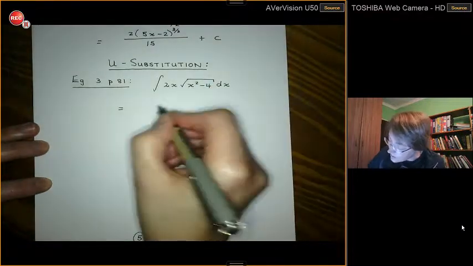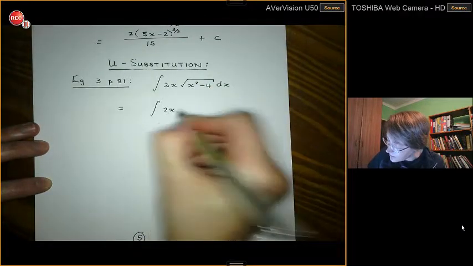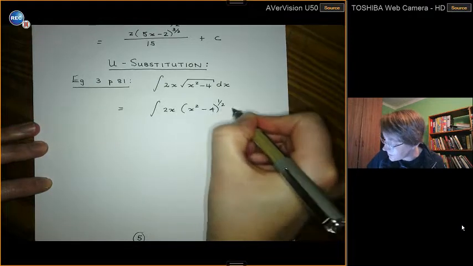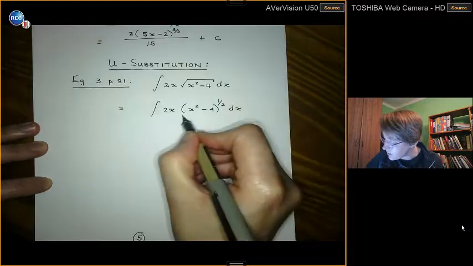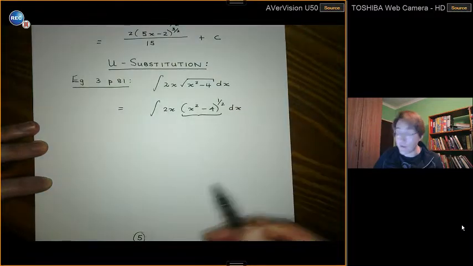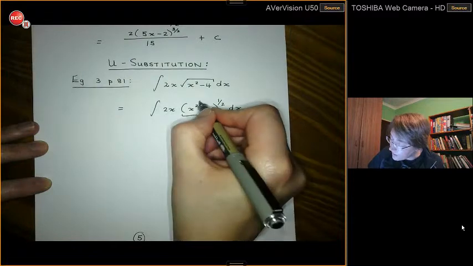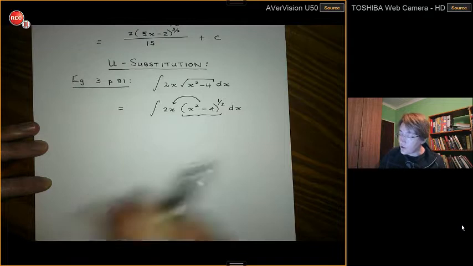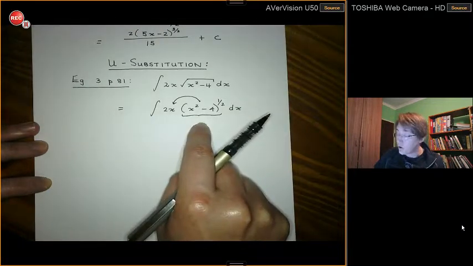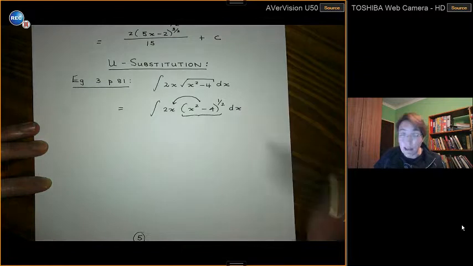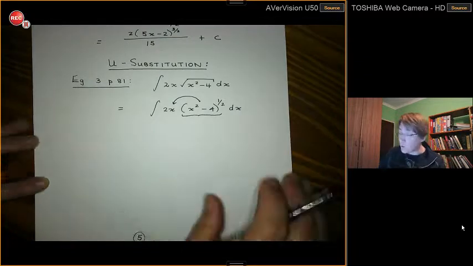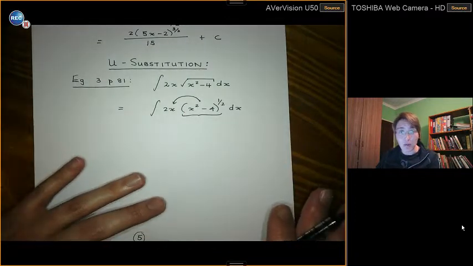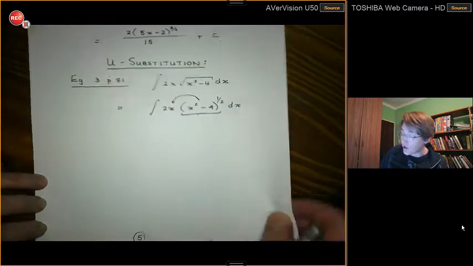So I'm quickly just going to rewrite this, saying it's 2x times x squared minus 4 to the power of a half dx. So again, I've got my little compound function over there, and the derivative of the inside function is going to be 2x. So if you think about it, you could actually just immediately go and find your integral using the technique that we've just done. I will go and do it just now, but we are pretty much looking at U substitution at the moment. So let's first look at the U substitution technique.